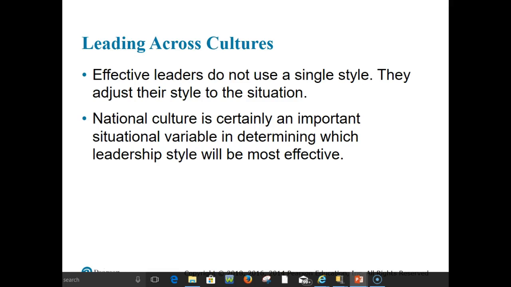So remember, effective leaders do not use a single style. They adjust their style to the situation. And remember that national culture is certainly an important situational variable in determining which style of leadership will be most effective.